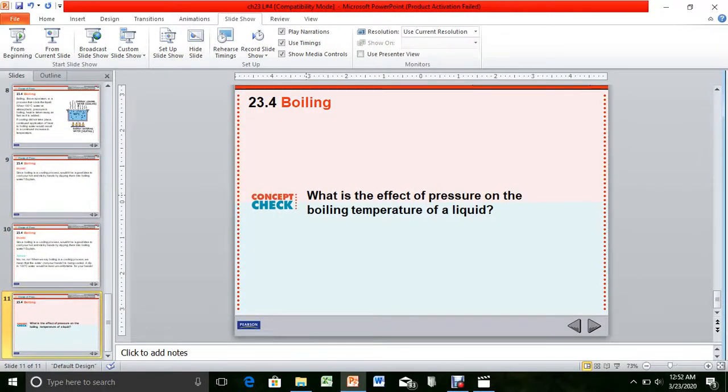There is a question in your textbook. What is the effect of pressure on the boiling temperature of a liquid? Kindly try to answer this question.